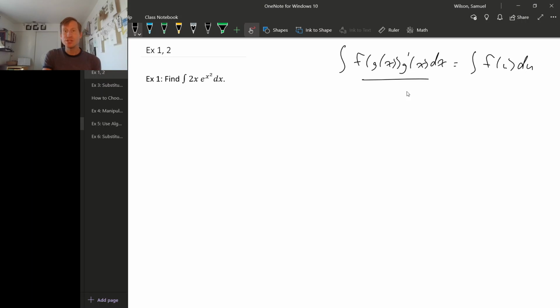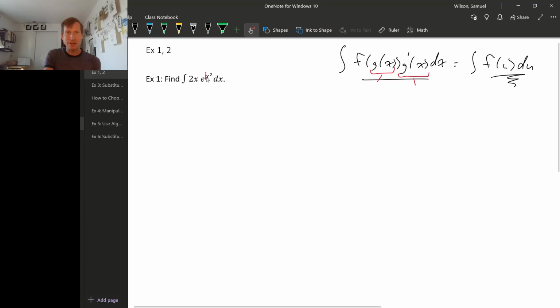Okay, so to use this, what we need to do is figure out what is playing the role of f, what is playing the role of g, what's playing the role of g prime, and what's playing the role of u. Of course, if we know what g is, then we know what u is. Okay, so to decide what part counts as f and g, notice that g is some inside piece whose derivative shows up outside. That's sort of the key insight here. So we're looking for an inside piece whose derivative is multiplied outside.